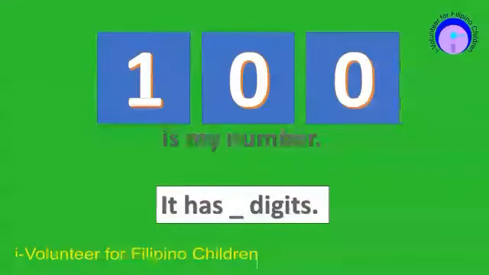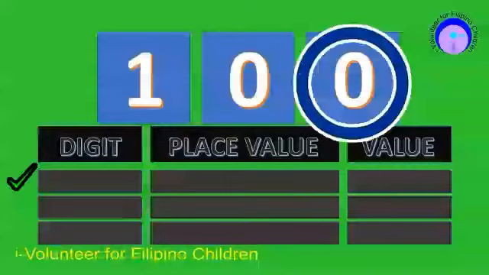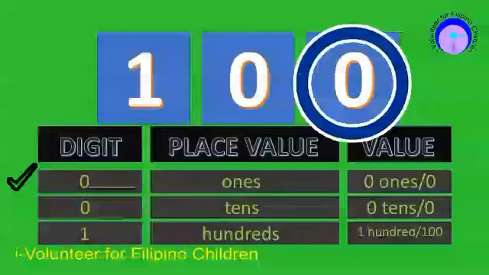What is your number? How many digits does your number have? 100 is my number, and it has 3 digits. What digit do you have? What place value does it belong to? What is the value of your digit? Digit 0 is in the ones place, and the value is 0 ones, or 0.